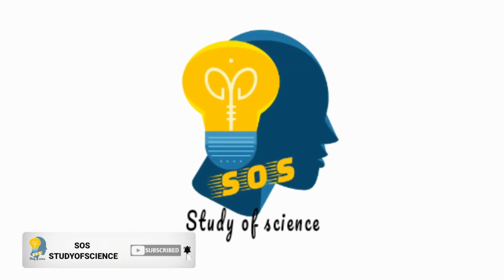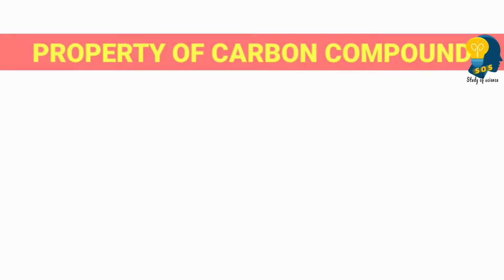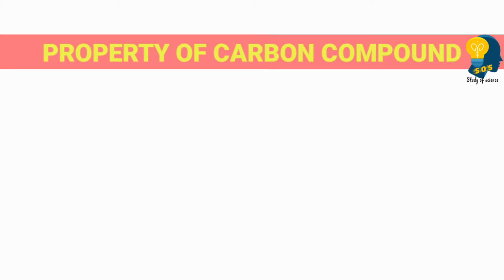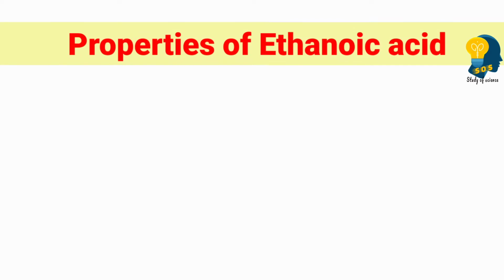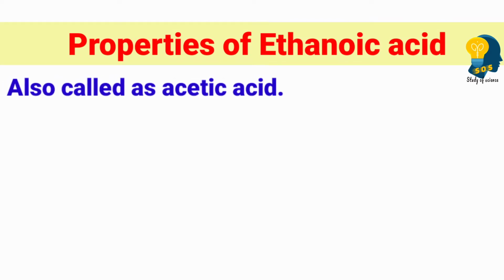In this session, we are going to understand about the property of another important carbon compound, that is ethanoic acid. In the previous session, we have understood about ethanol. Now we are focusing towards ethanoic acid. Ethanoic acid is also called by the name acetic acid.